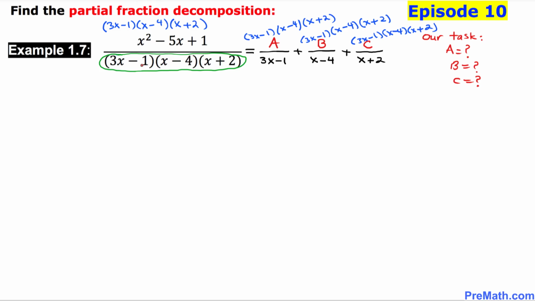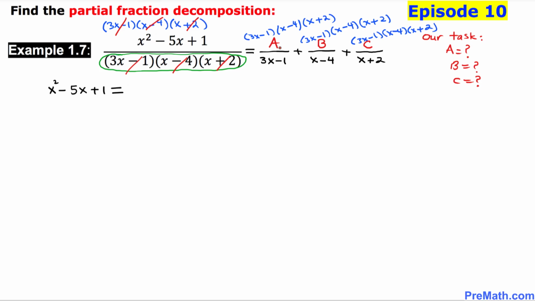Now let's look at the left hand side. As you can see, this 3x minus 1 cancels out this 3x minus 1, x minus 4 is gone with this x minus 4, and this x plus 2 is gone with this x plus 2. So we simply ended up with x squared minus 5x plus 1 on the left hand side.